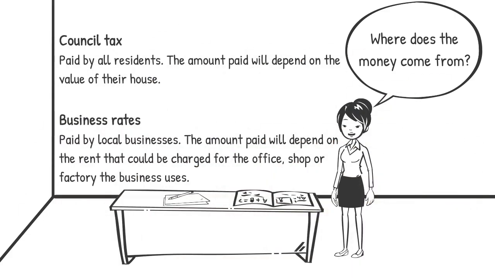Council tax is paid by all residents. The amount paid will depend on the value of their house. People who live in bigger houses will pay more than people who live in smaller houses. Business rates are paid by local businesses. The amount paid will depend on the rent that could be charged for the office, shop or factory the business uses.